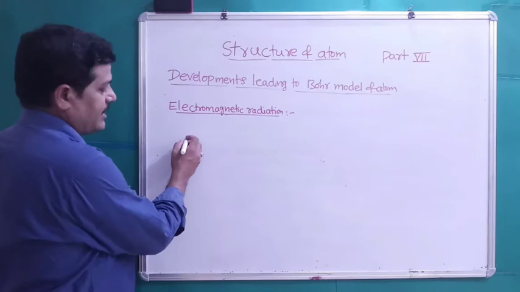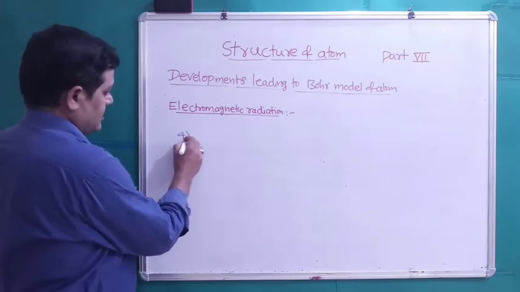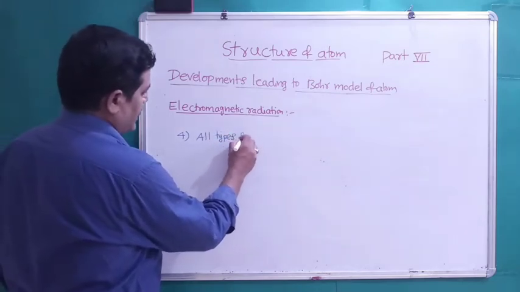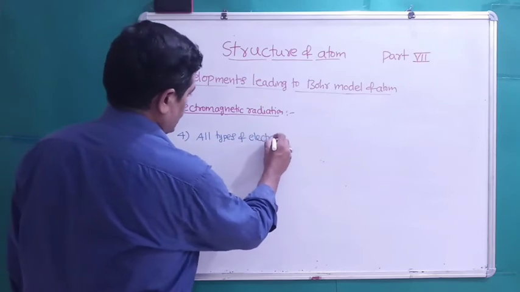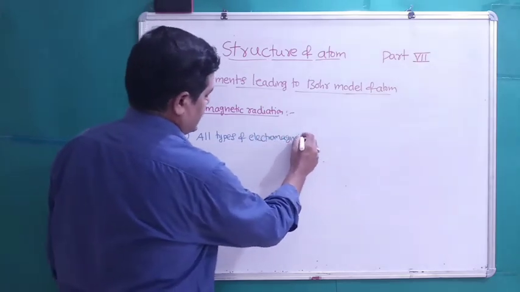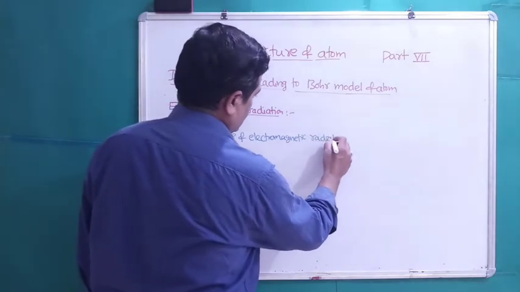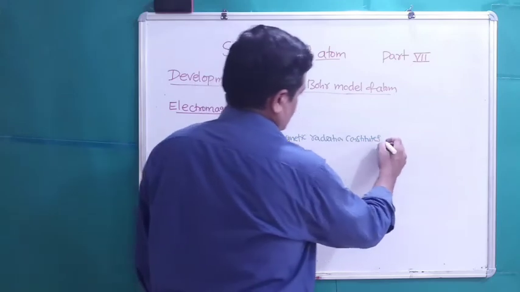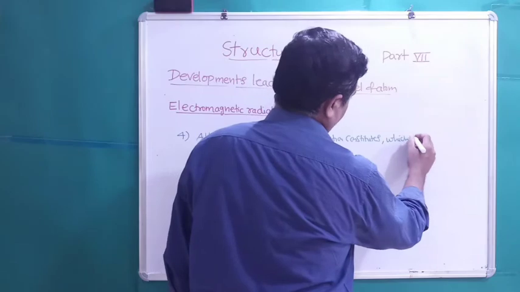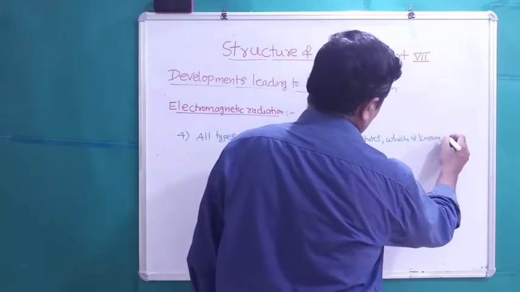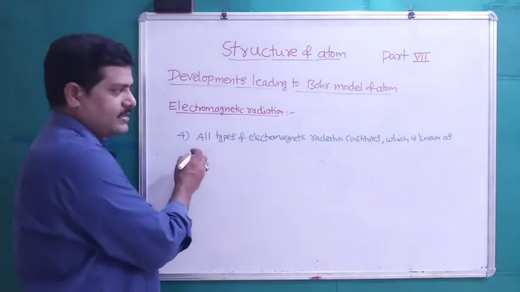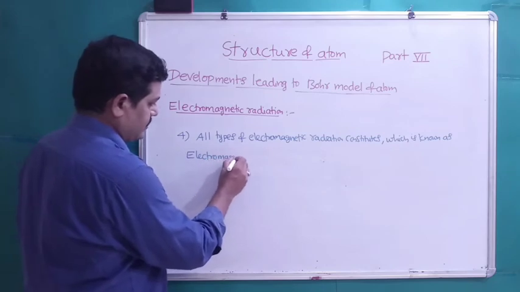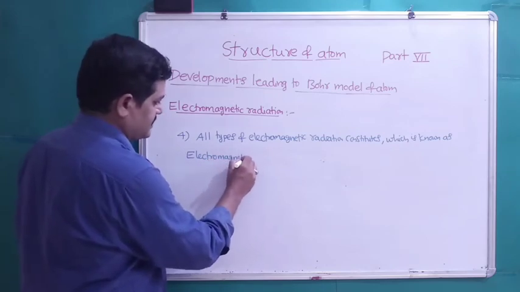In the properties of electromagnetic radiation, all types of electromagnetic radiation constitutes what is known as the electromagnetic spectrum.